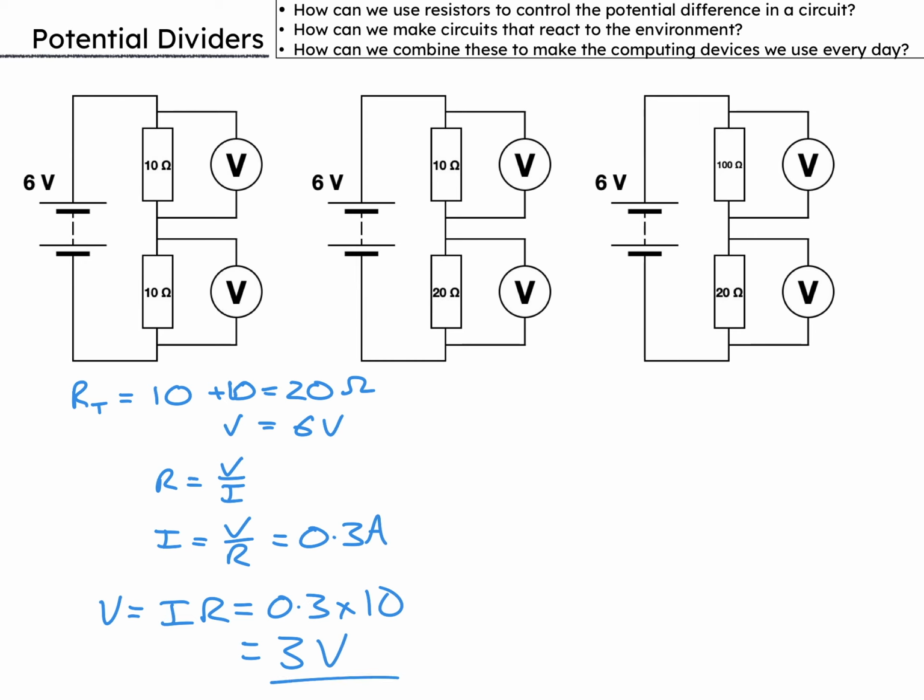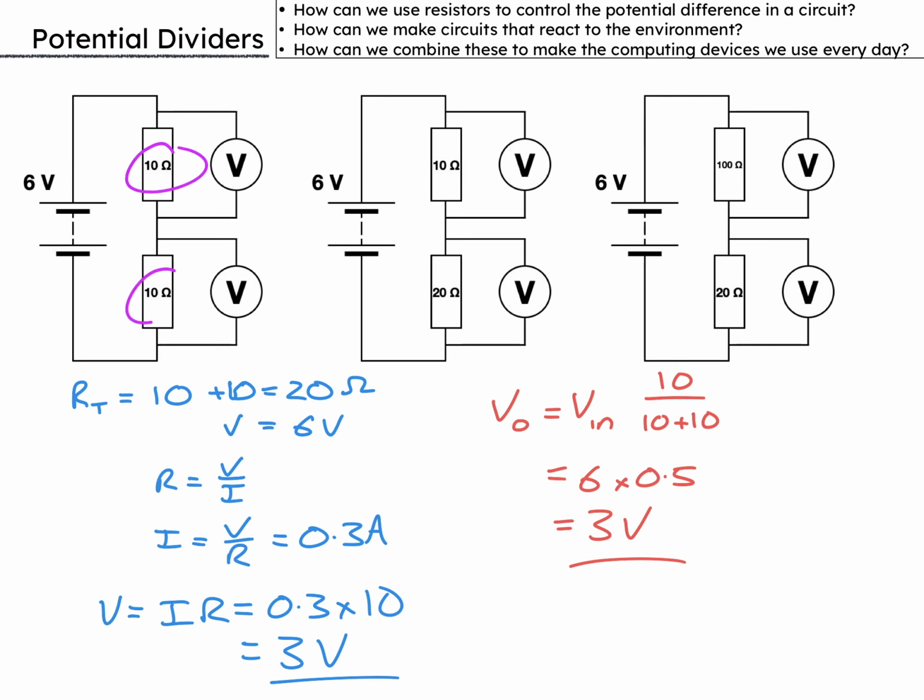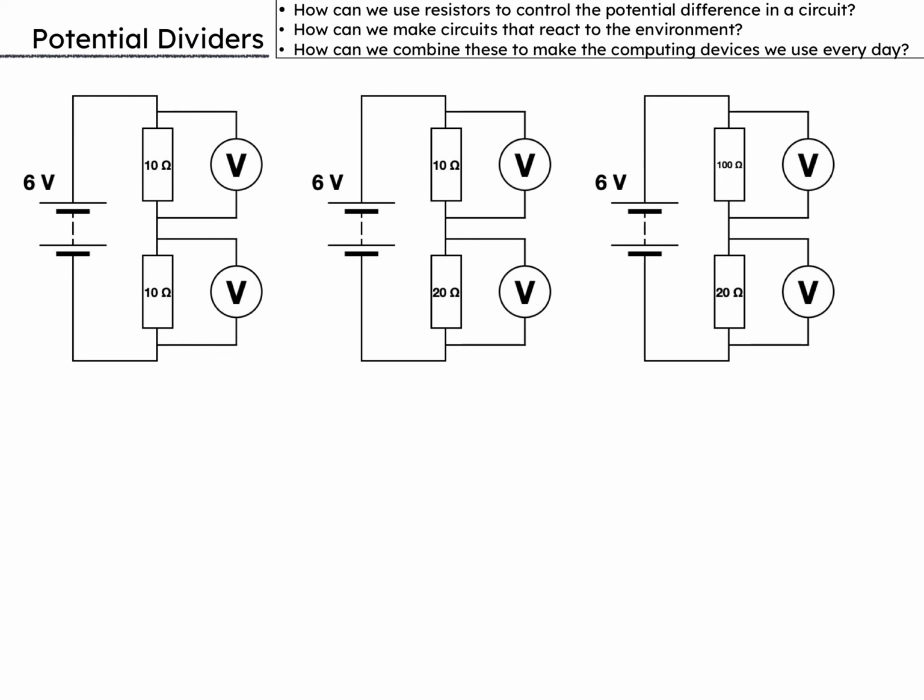Maybe you went the quick way. There's an equation, V out equals V total multiplied by R out over R total. So in this case, V out equals 6 multiplied by 10 divided by 10 plus 10, which is 6 times 0.5, which is 3 volts. Maybe you were even quicker, seeing that the resistors were the same, so you just split the PD in two, giving 3 volts. Whichever you did, that's fine. Let me clear this working. On to the second one now.